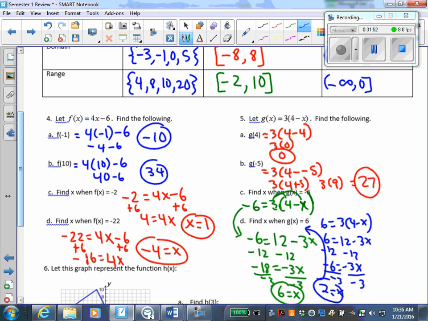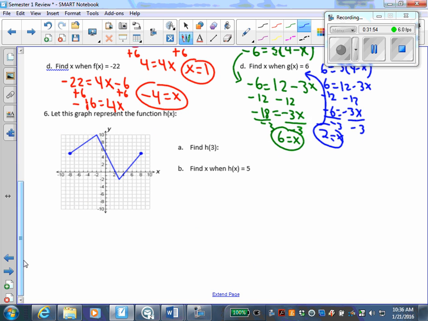All right, for number 6, let this graph represent the function h of x. Find h of 3. 3 is the x value, and I want to find the output when the input is 3. So I go to 3 on the x, 1, 2, 3, right here. I go to my graph, it's right here. The output is the y value, it's right here. It's negative 2.